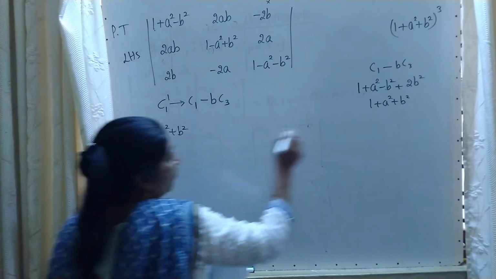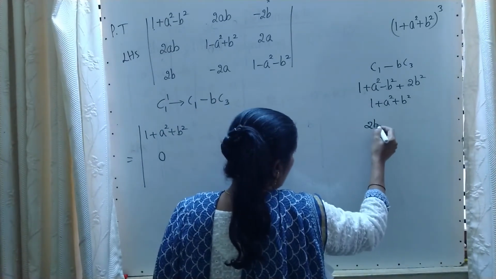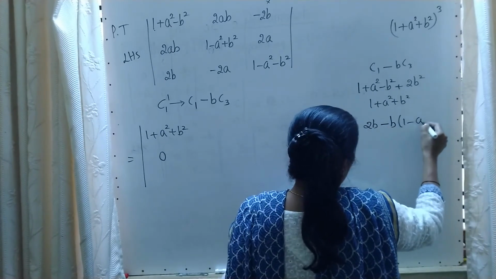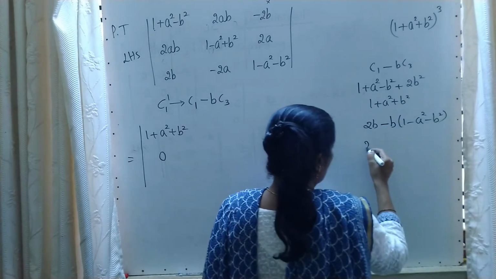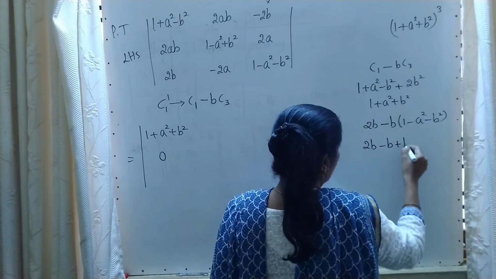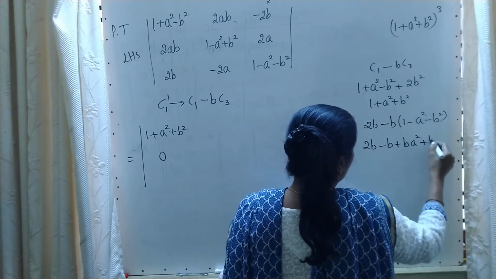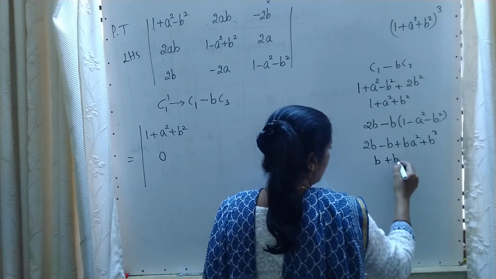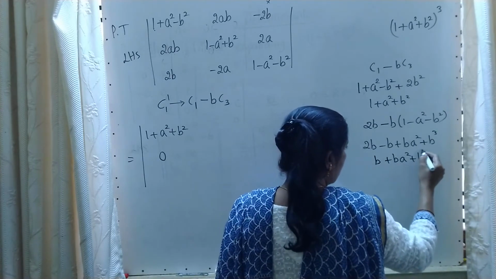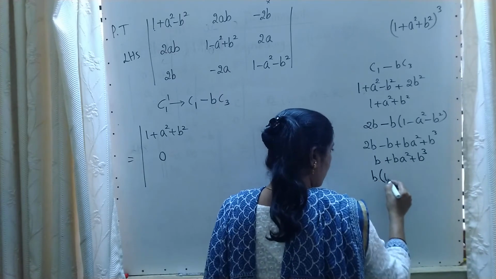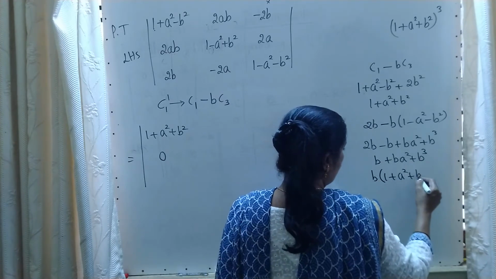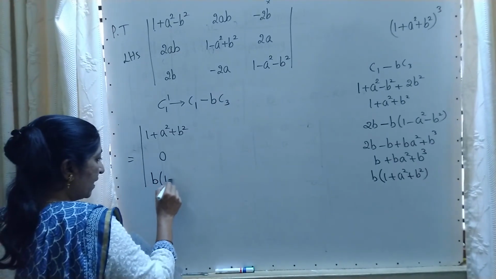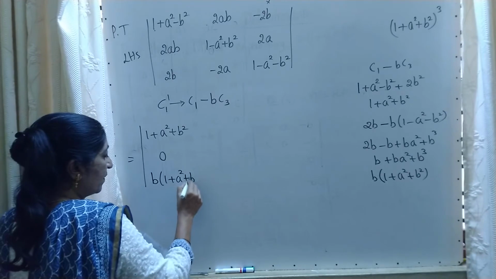Next 2B. For your reference I am writing C1 is 2B, middle minus, B is multiplied with the third column, 2B minus B plus BA square plus B cube. 2B minus B is B plus BA square plus B cube. Now I took B common, 1 plus A square plus B square. So what is the next element then? B in the bracket, 1 plus A square plus B square.